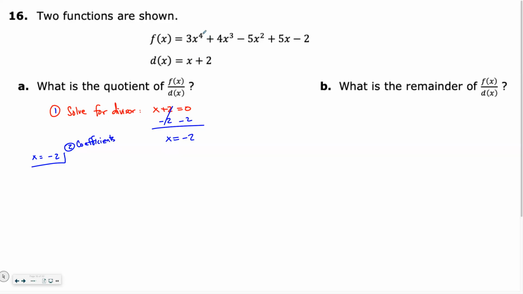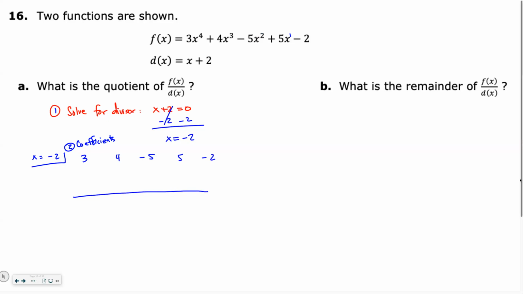Am I missing any powers here? Power 4, 3, 2, 1. None. Am I missing any powers? No. So write out the coefficients. We have a 3 followed by a 4, -5, 5, and -2.